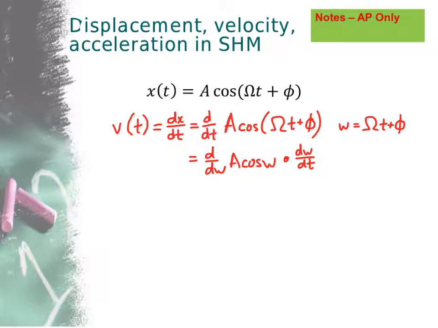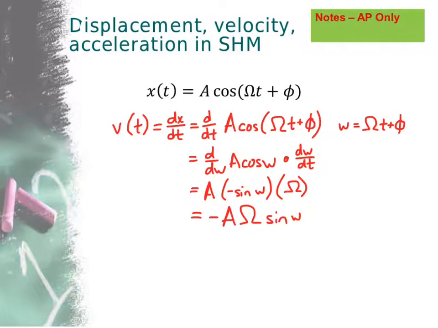So when I take the derivative of this with respect to w, I get a times negative sine of w, and then dw/dt, when you look over here, is equal to omega. So my velocity is going to equal negative a times omega times sine of w. But now let me plug this back in for w. So I get negative a omega sine of omega t plus phi. And that is the same thing that we came up with in our handy-dandy trick table on the previous slide.